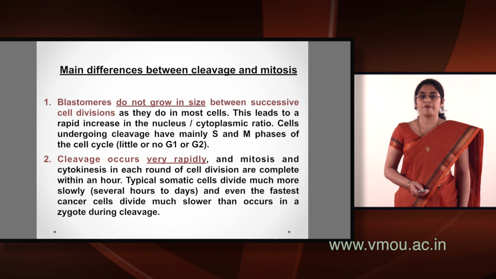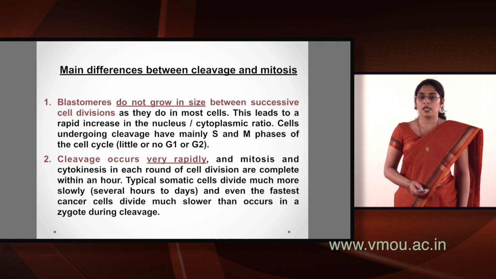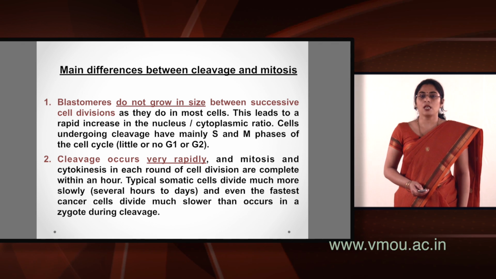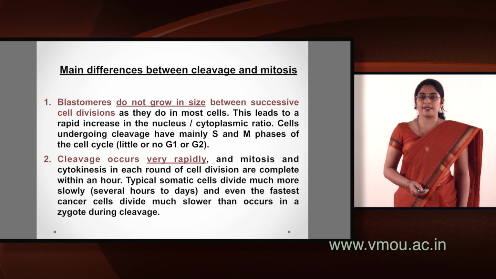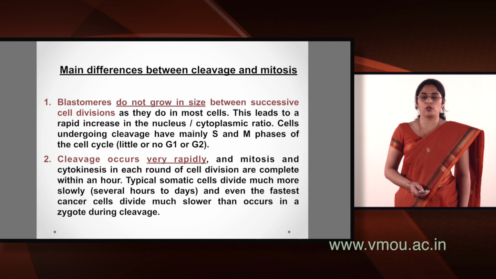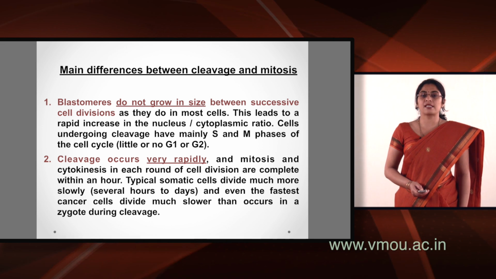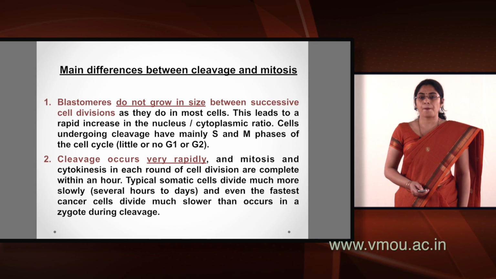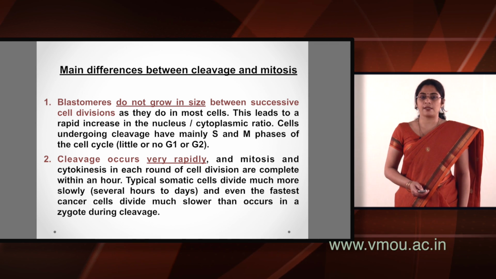Cleavage occurs very rapidly, and mitosis and cytokinesis in each round of cell division are complete within an hour. Typical somatic cells divide much more slowly, taking several hours to days, and even the fastest cancer cells divide much slower than occurs in a zygote during cleavage.